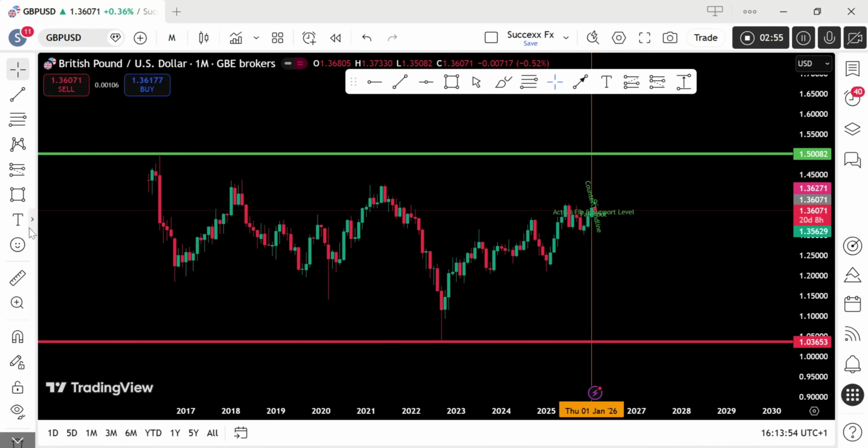It's almost like a range. If you look at your chart now, it's almost like a range. It's not almost. If you look at it in a monthly time frame, this is a range. All right, this is a range. That's to tell you that both economies, since 2017, because this chart is from 2017, since 2017, the relationship between GBPUSD has been quite stable.